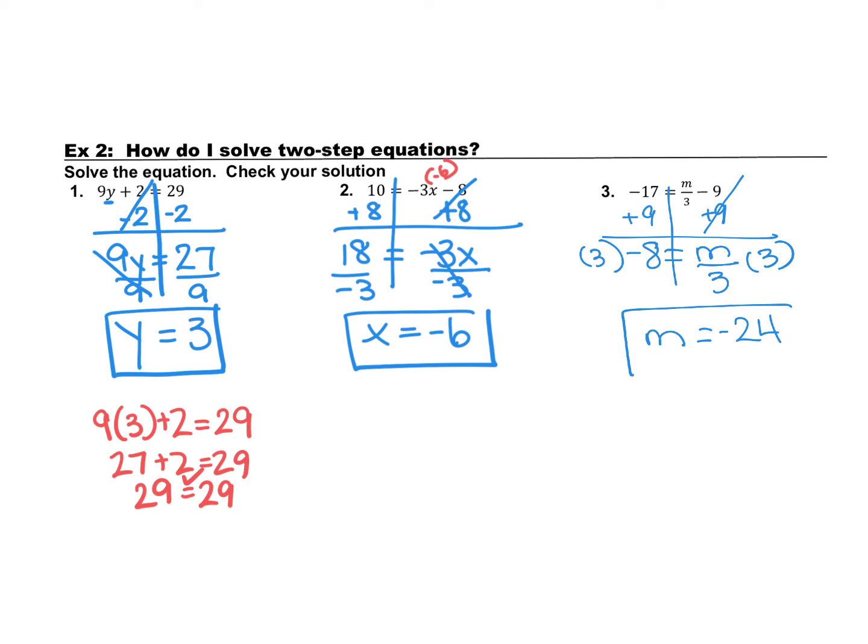All right, and so let's go back and just double check that. So if I have a negative 24 right here, negative 24 divided by 3 is negative 8, and negative 8 minus 9 is negative 17.